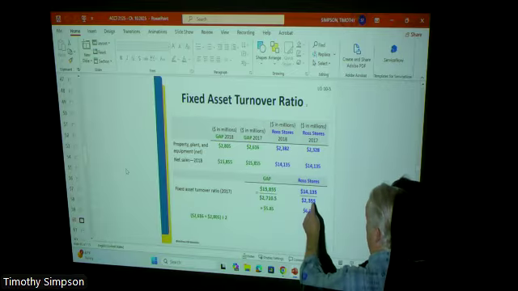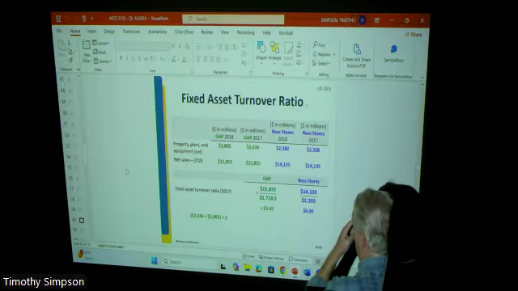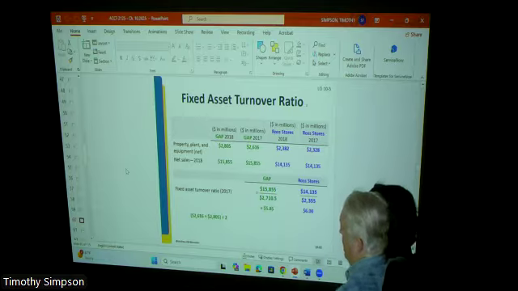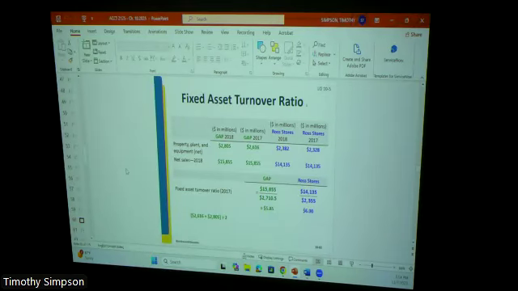Then divide that by 2, you get 2,355,000, and you're going to get a 6 ratio, which means that Ross is a little bit more efficient at generating sales per dollar of asset. I don't know how useful this is in real life.